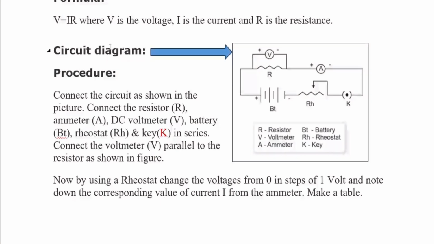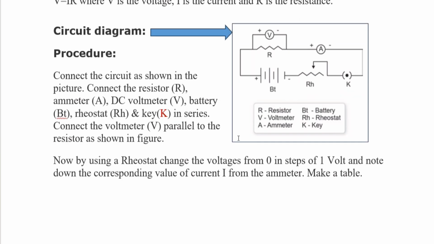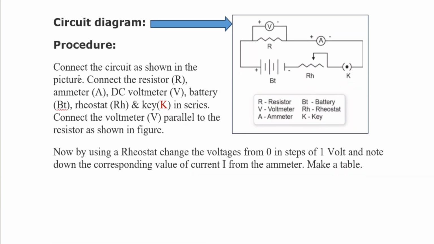Now, the circuit arrangement for this experiment is shown here. You have to connect the instruments in this fashion. Connect the circuit as shown in the picture. Consider that R is the resistor, with the ammeter, battery, rheostat, and key in series. All these are connected in series, whereas the voltmeter has to be connected in parallel to the resistor. Like here it has been shown, this voltmeter has been connected across this resistor to measure the voltage drop in this resistor.